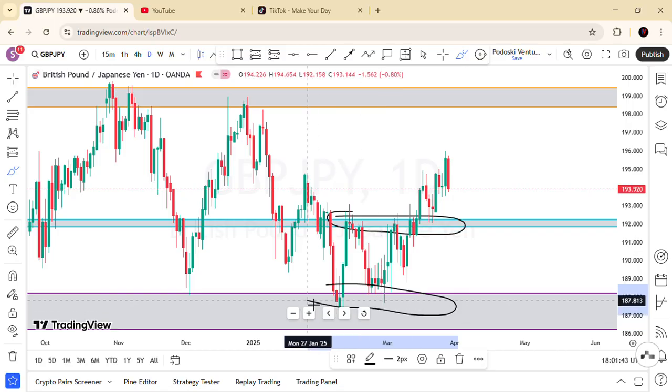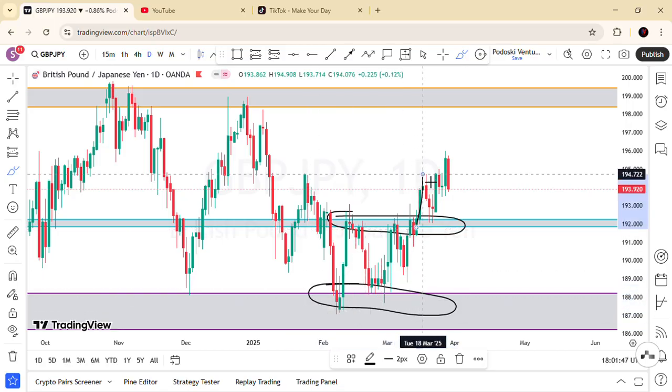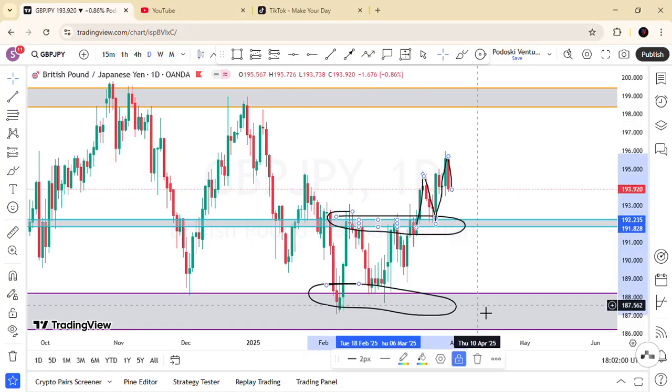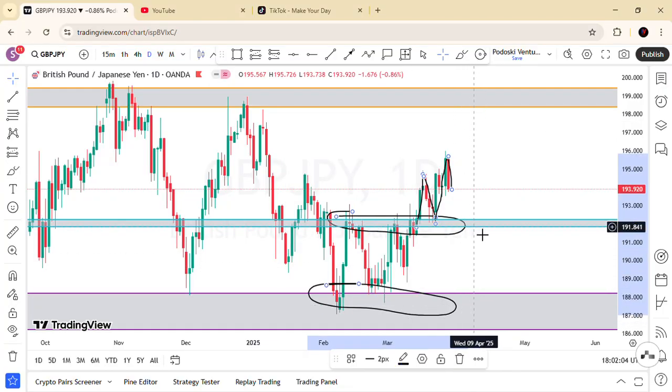Price was reacting to these two zones on the daily time frame until it broke out, came for a retest, then another break, another retest coming. So as this retest ends, we don't know yet. But what you are seeing is price has broken out of the daily zone.